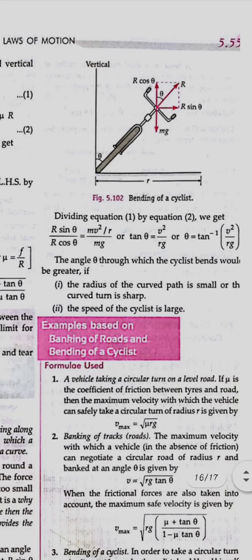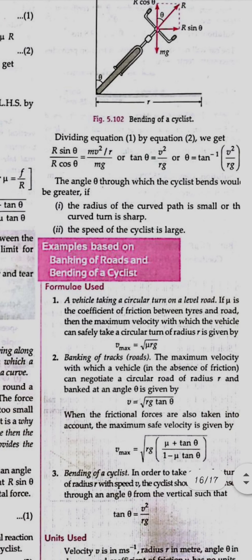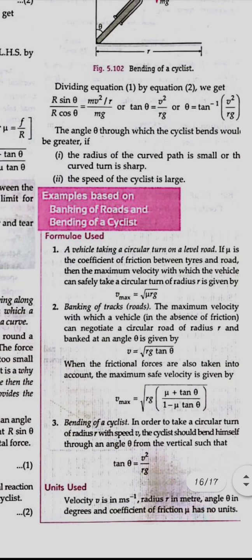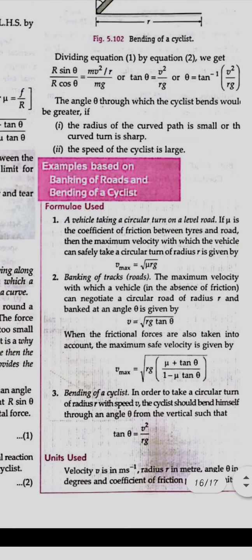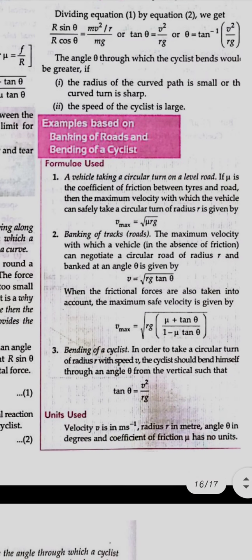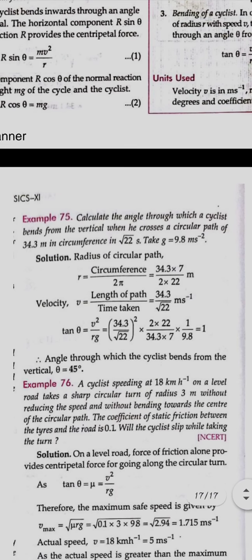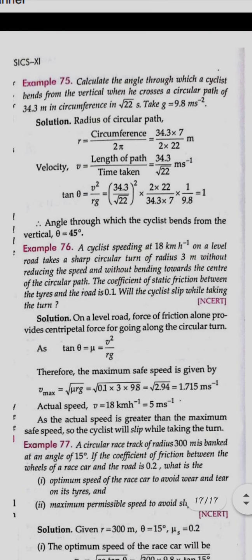So it depends on the radius as well as gravity and the speed of the cycle. If the speed of the cycle is large, then theta will also increase, and if the radius of the curved path is small, then theta will also increase. So this is the angle of bending. From here, these are the numericals for v square by rg.